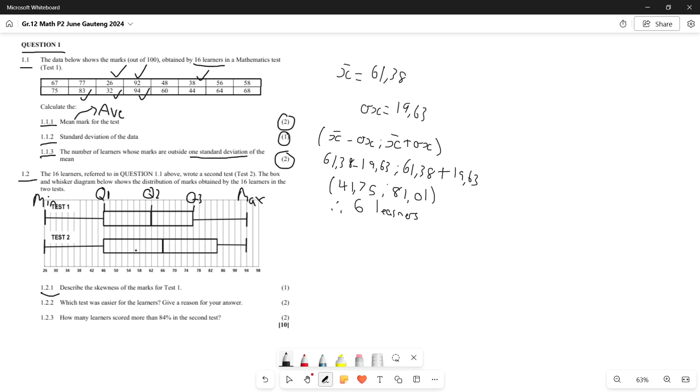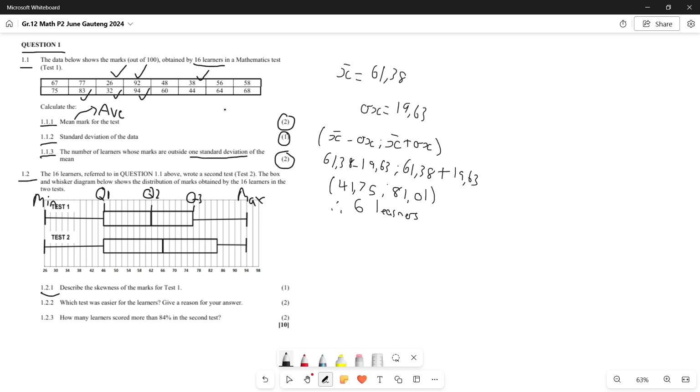This would usually be something along the lines of write the 5-number summary, or using this information to calculate the IQR, the Q3 minus Q1, the interquartile range. But at this stage, we're describing the skewness of the marks for test 1, for 1 mark. The way that we do that is we generally try and look at the shapes of how they are slanted. If something is more to the right, it is generally skewed left. If something is more to the left, it is generally skewed right.